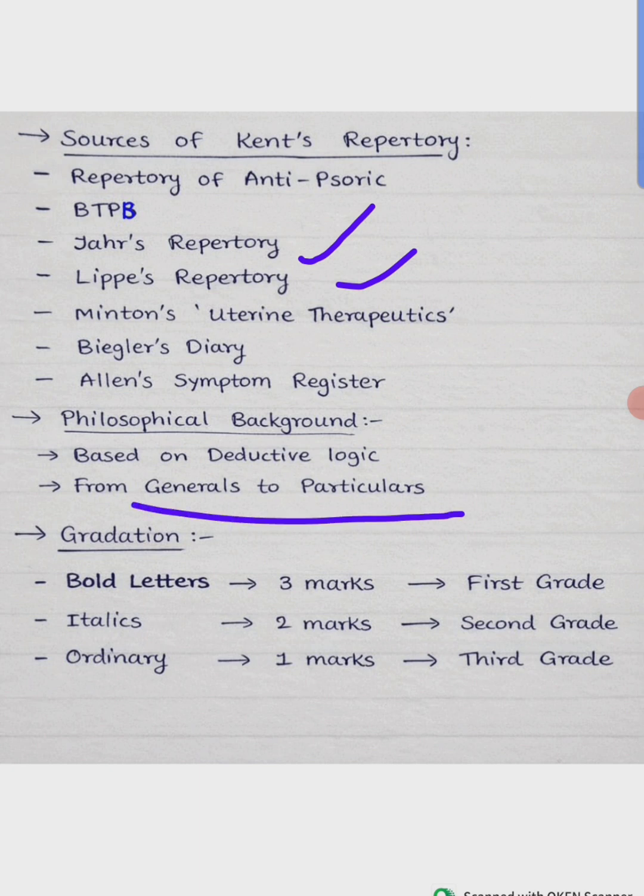The gradation. Three main gradations are given. First is bold, which carries 3 marks and is the first grade. Second is italic, which carries 2 marks and is the second grade. And third is ordinary Roman, 1 mark, the third grade.